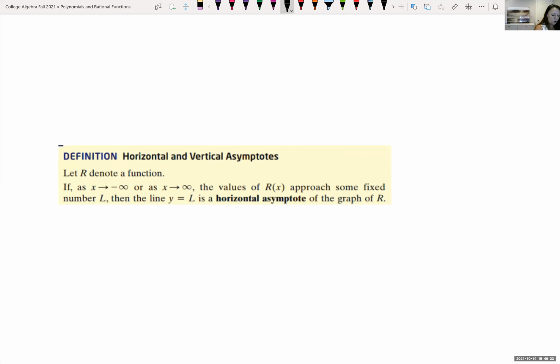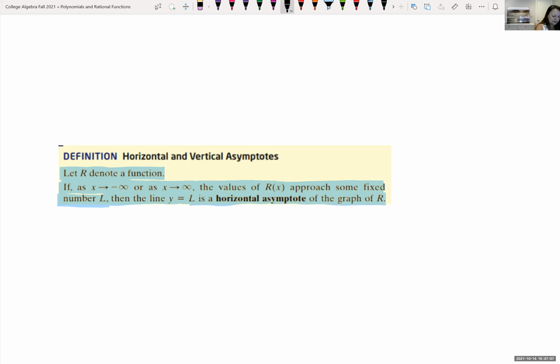So first, let's look at the horizontal asymptote. I'm going to say we kind of already did this, but we didn't. Let R denote a function. If as X goes to negative infinity, or as X goes to positive infinity, the values of R of X approach some fixed number L, then the line Y equals L is a horizontal asymptote of the graph of R.